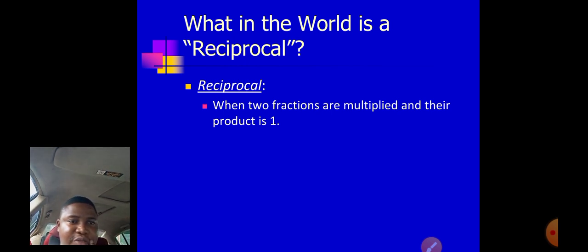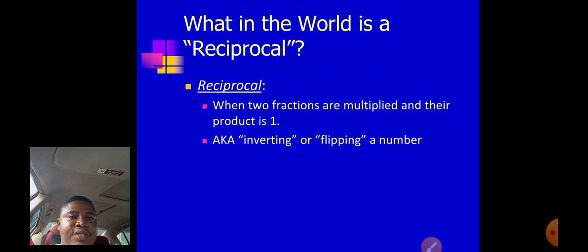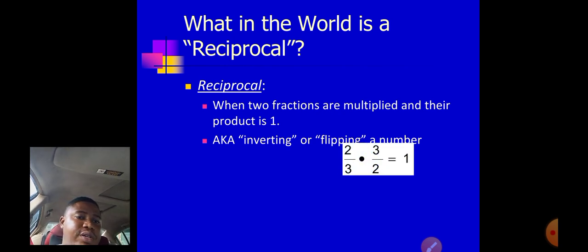If you're not getting what I'm saying, okay, let us see it here. It is also known as inverting, as I've said before, or flipping. Practically, let me show you. We have 2 over 3. The reciprocal of 2 over 3 is 3 over 2. I'll flip it, just like inverting it.